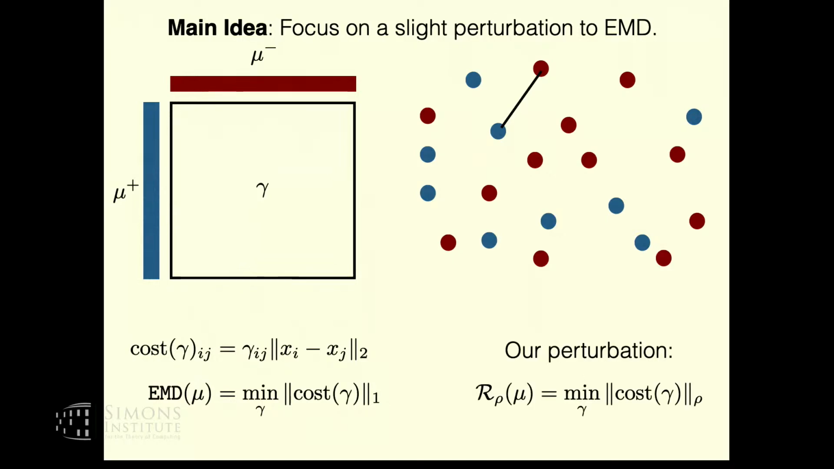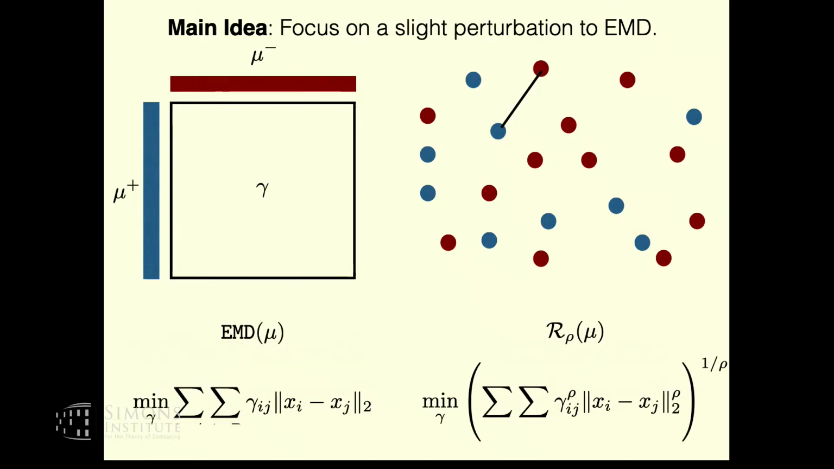And our twist is to say, okay, we won't solve the Earth mover distance problem. Instead of minimizing the L1 norm over gamma, we're going to minimize the L rho norm of this cost vector. So my new problem is to minimize over these matrices gamma, which are bigger than 0, the L rho norm of this cost. If I write it down, this is a sum over each entry ij of gamma ij times the distance raised to the power rho, all raised to the 1 over rho. Should I think of rho as 1 plus epsilon? Yeah, so rho is going to be something bigger than 1.